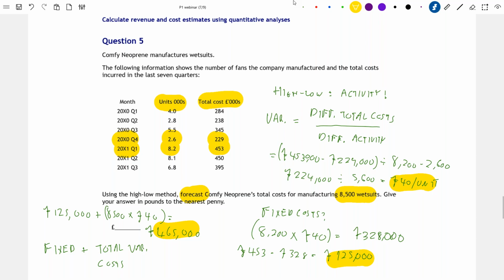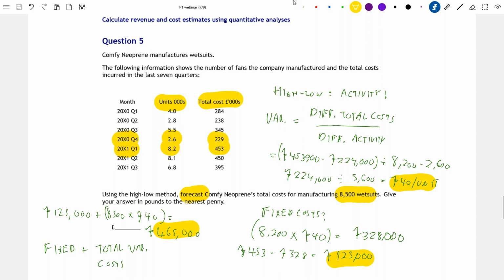So all we've done is extrapolate the total costs of producing an activity level that we've previously not hit in the past, based on the difference in the total costs from our highest and lowest activity periods. By doing this, we've been able to infer or approximate our variable cost per unit and also our fixed costs. So with the variable cost per unit and the fixed costs, we're able to forecast any given desired quantity of output.